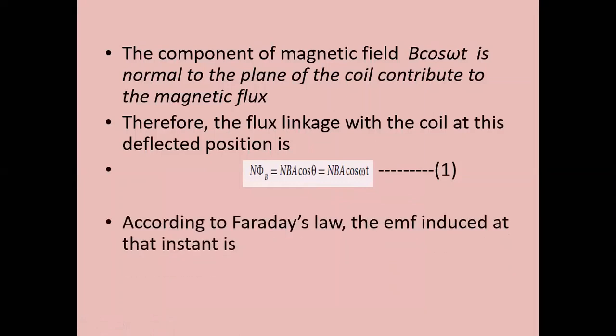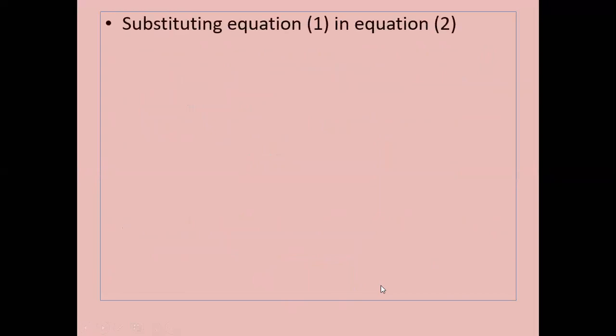Now according to Faraday's second law, the EMF induced at any instant is given by epsilon equal to minus d(N phi B) by dt. This is according to the second law. I am going to take this as equation 2. Now substituting equation 1 in 2, for N phi B I am going to substitute NBA cos omega t.